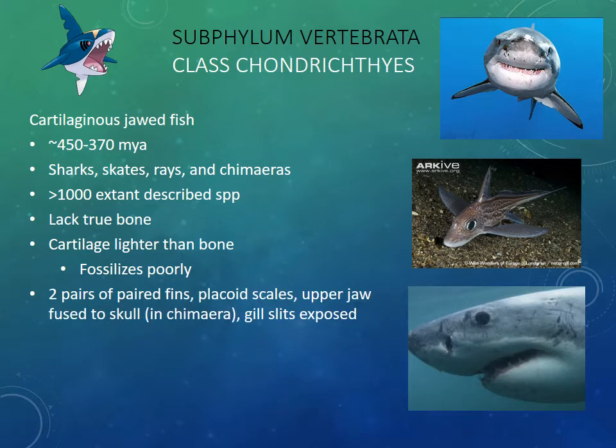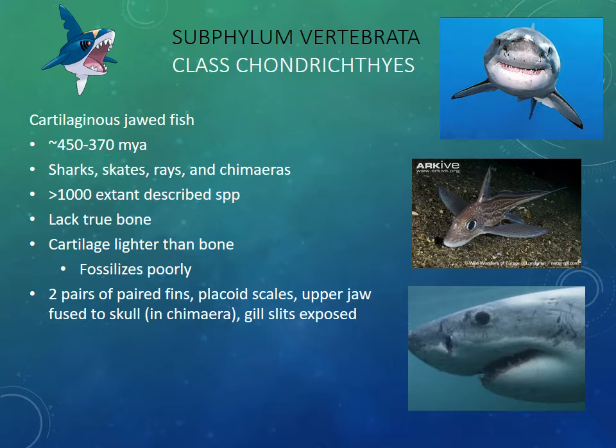They have two pairs of paired fins, pectoral and pelvic. They have placoid scales. We talked about those a minute ago. Their upper jaw is fused to the skull, and their gill slits are exposed. Now, this makes breathing sometimes a little more difficult. Some have adaptations to deal with this, so it's not a deal breaker, and they can be solitary. Others, though, have to keep moving, otherwise they won't be able to breathe. So it just depends on the group, on the species that you're looking at. All right.